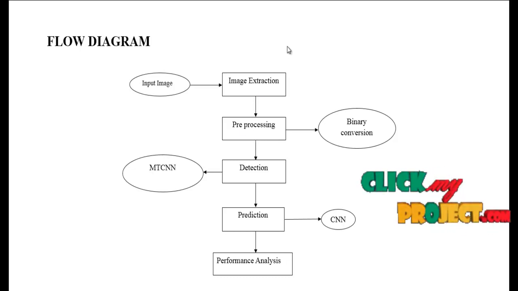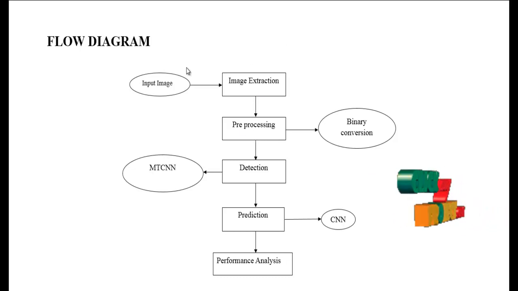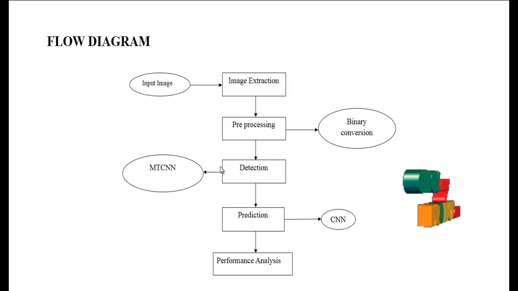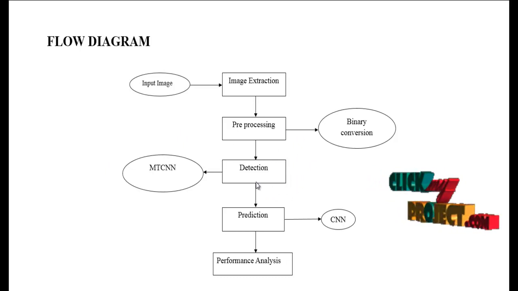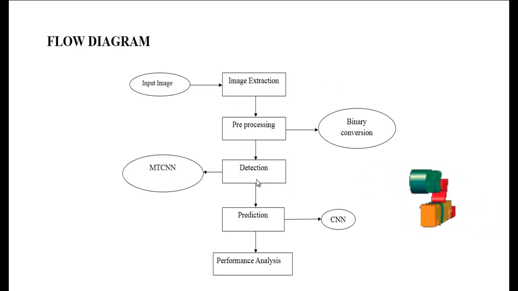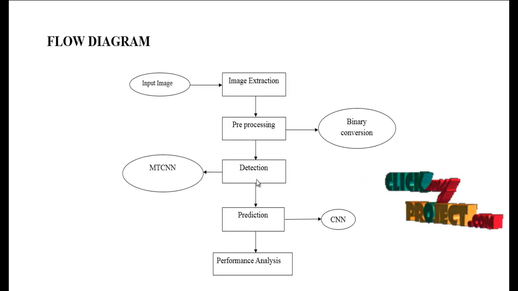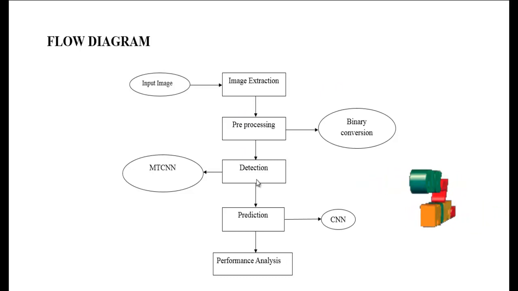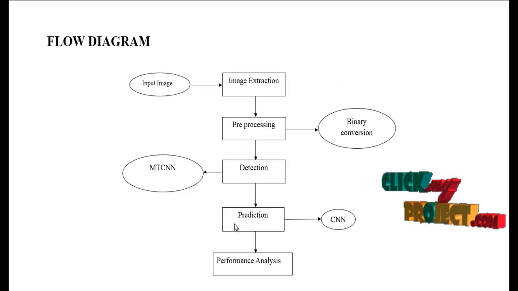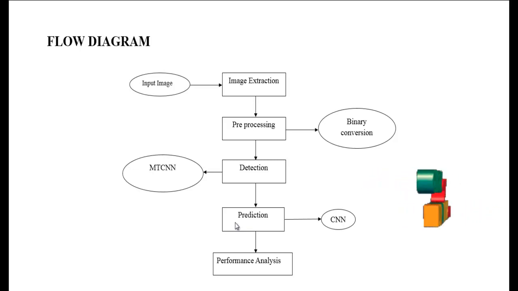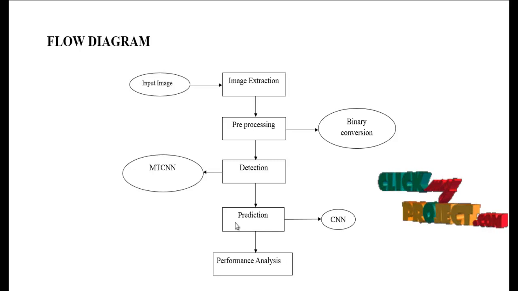In this step, we have to use binary conversion, so the input images will be converted in the form of binary. After that, we have to implement the detection module. In this module, we have to implement MTCNN. This module performs the detection of the small faces from the pre-processed images. After that, we have the prediction. In this step, we have to implement the convolutional neural network.